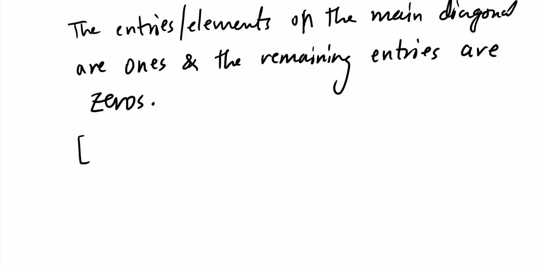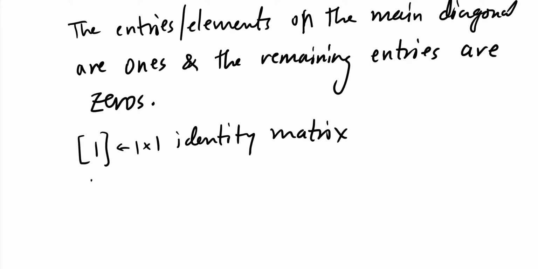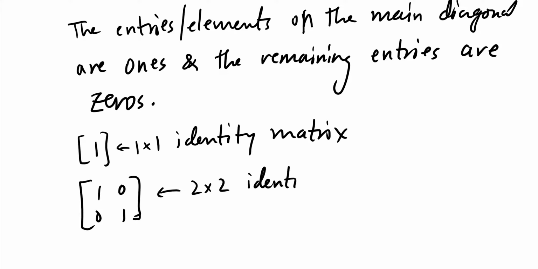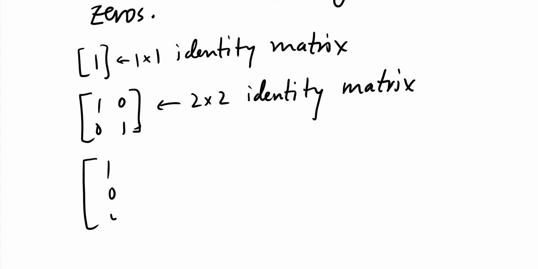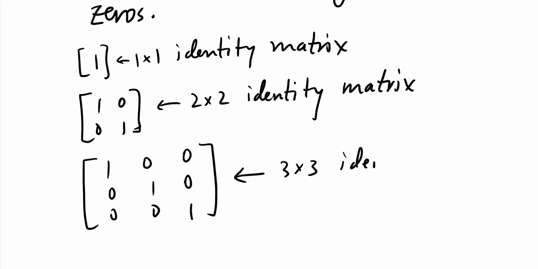So again, as I said, this is 1 by 1. So this is the 1 by 1 identity matrix. We have the 2 by 2 identity matrix. This is 2 by 2. And then there's 3 by 3. 1, 0, 0, 0, 1, 0, 0, 0, 1. That's the 3 by 3 identity matrix.